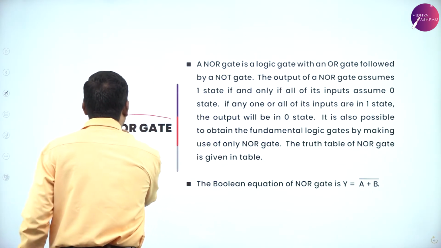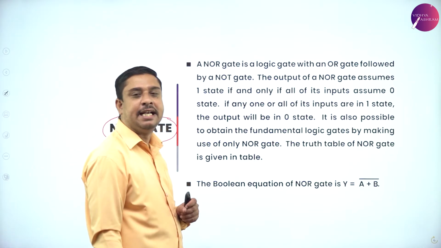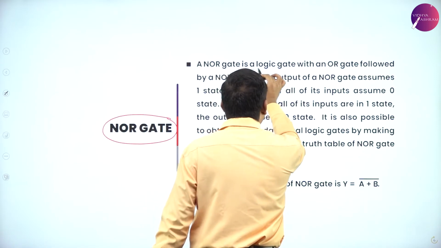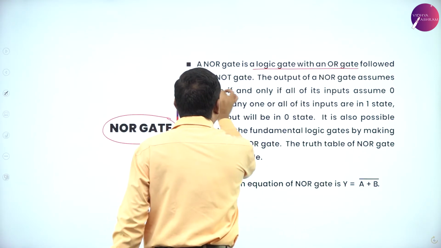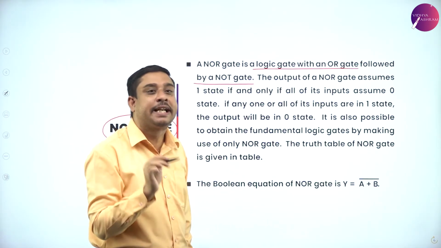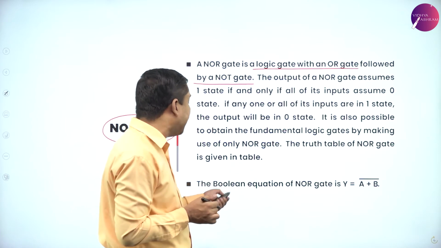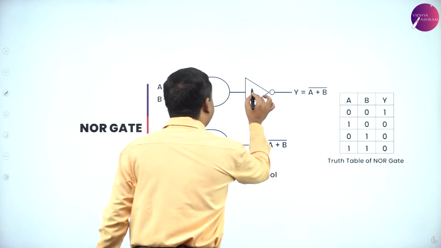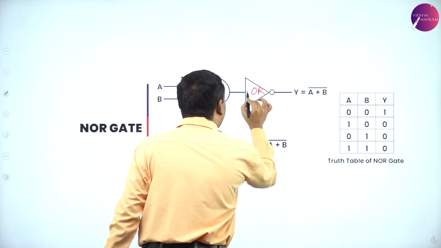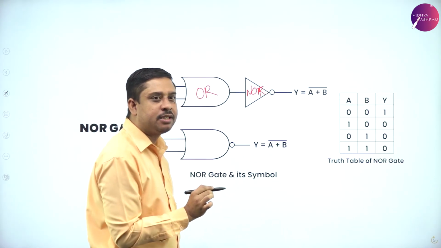Now coming to the next type of gate, which is the NOR gate. A NOR gate is a logic gate with an OR gate followed by a NOT gate, NOR. So you have an OR gate followed by a NOT gate. So very clearly, again, this is the OR, and this is the NOT gate which is followed by the OR gate.